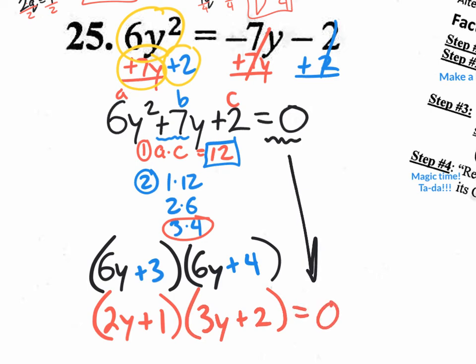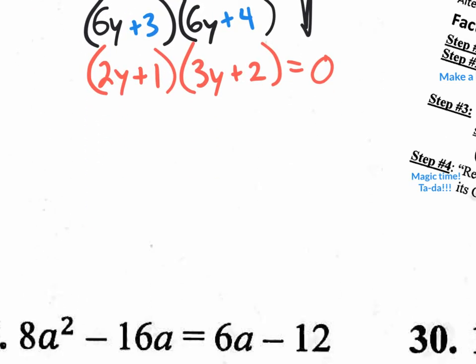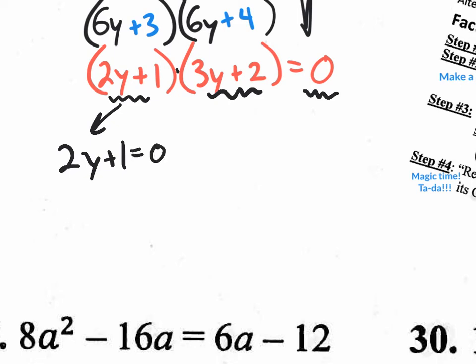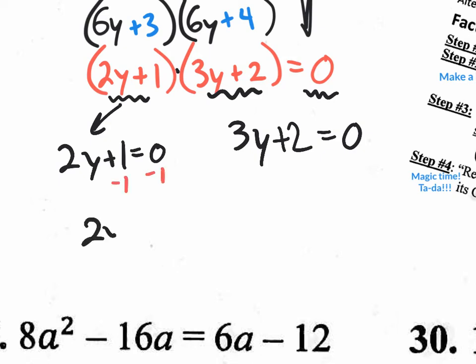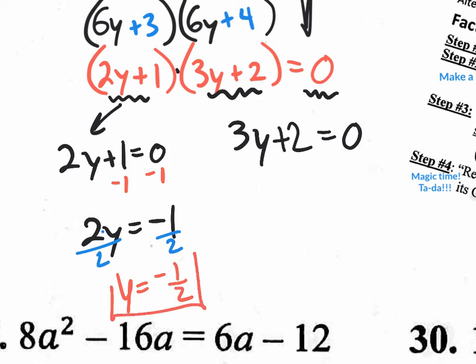So now that it's factored and set equal to 0, I could use the zero product property to split them and solve. So I have this times this equals 0. The first something, 2y plus 1, could be equal to 0. And the second something, 3y plus 2, could also be equal to 0. So we're going to solve both. Minus 1, minus 1. You're going to end up with 2y equals negative 1. Final step would be to divide by 2, divide by 2. So y equals negative 1/2. That is one answer.